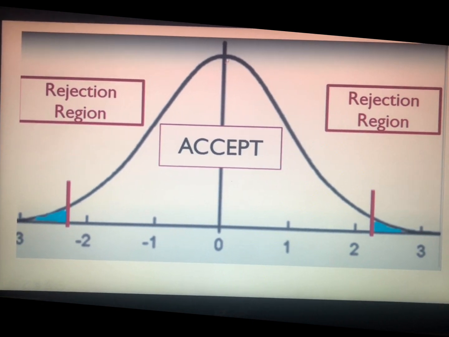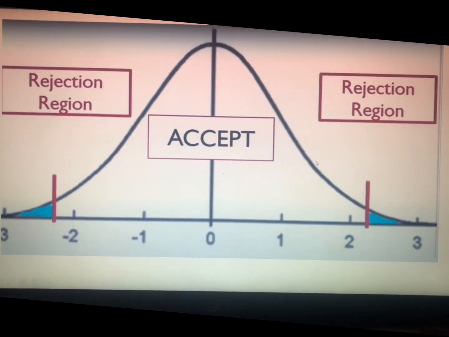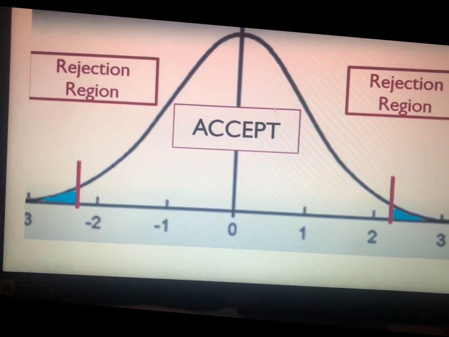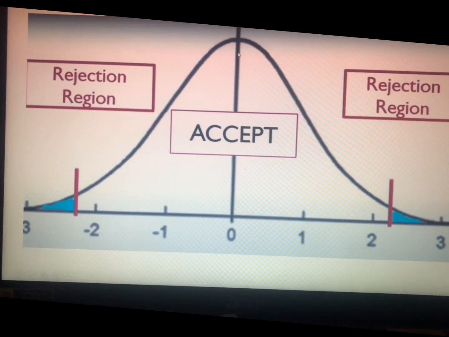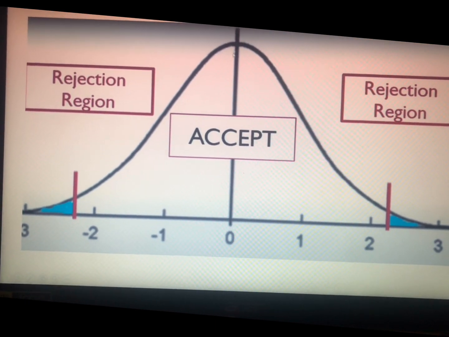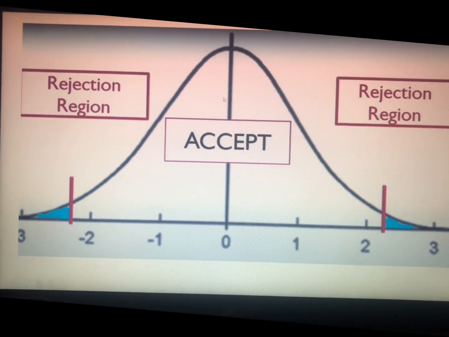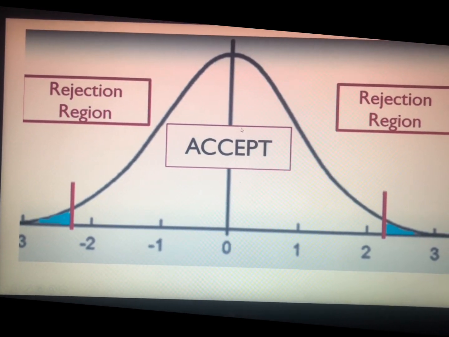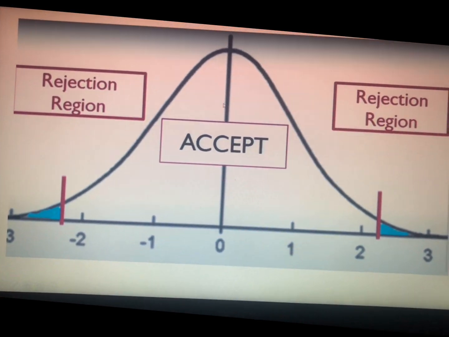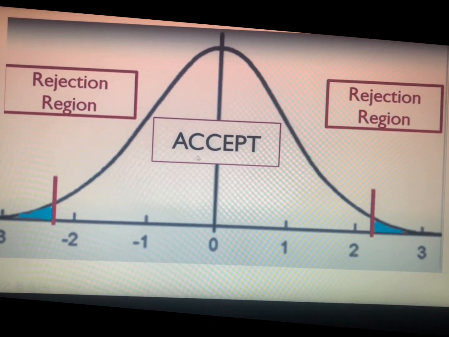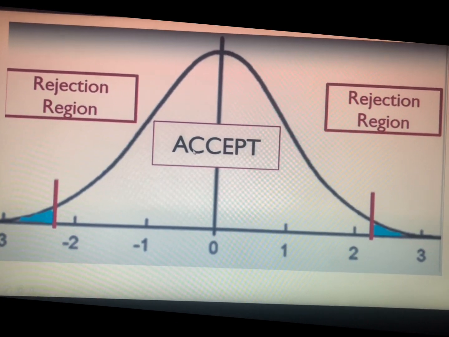Ito yung ating normal distribution. If the value falls into this part, the unshaded, we cannot reject the null hypothesis. So it means we have to accept the null hypothesis.